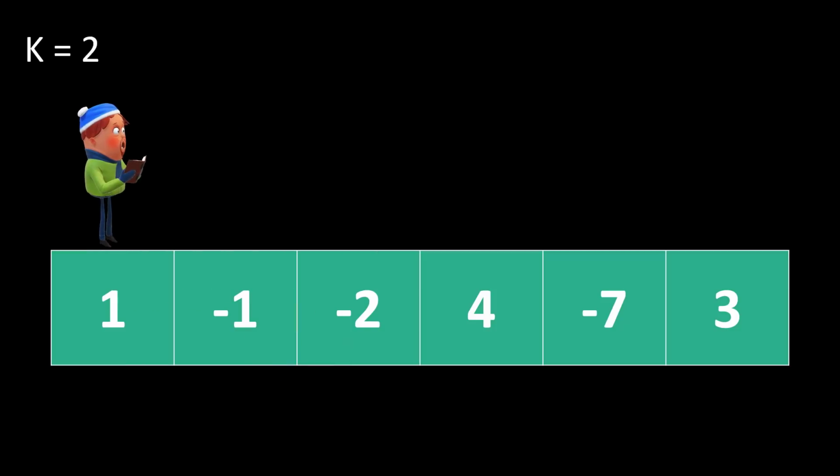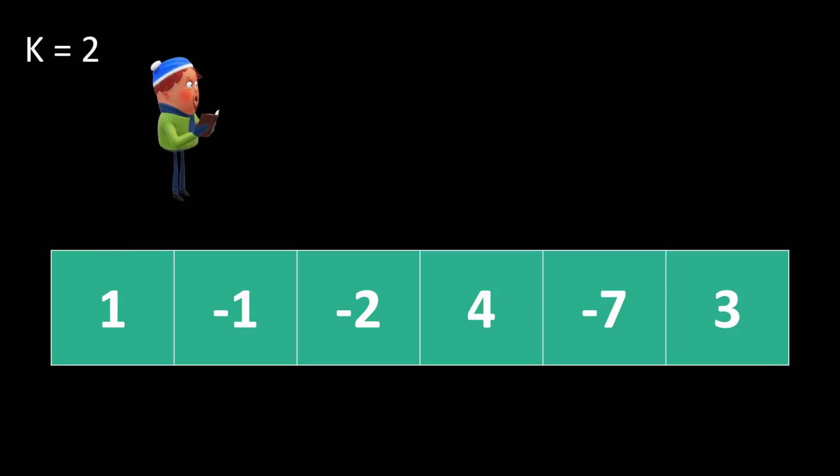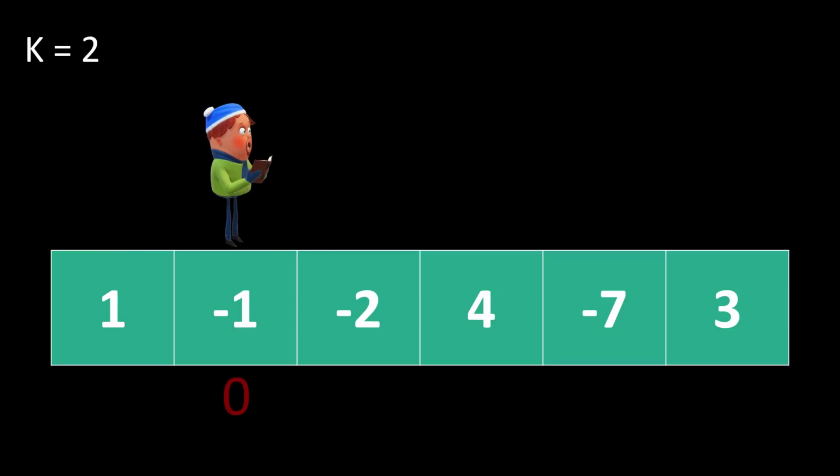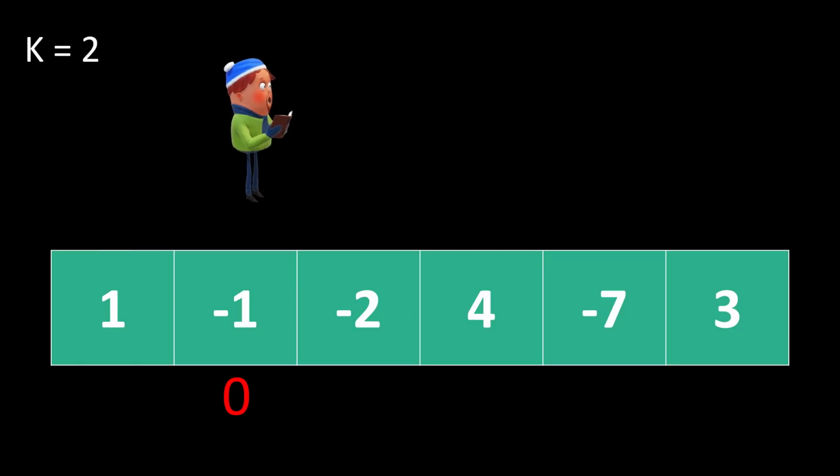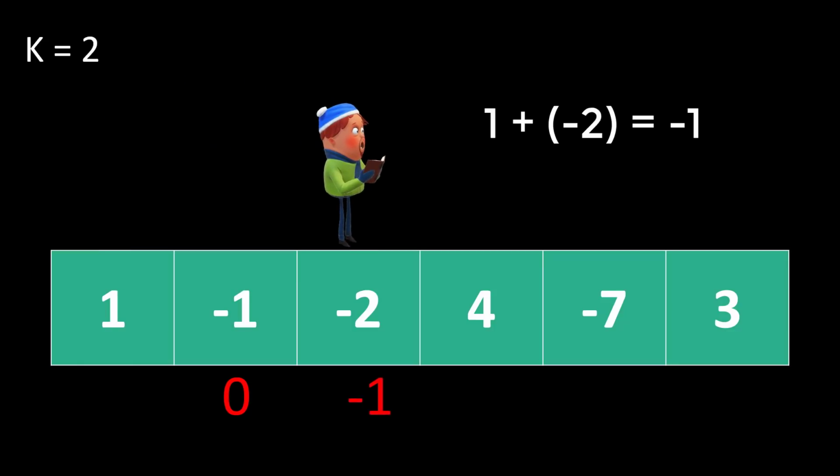So now let's back up a little. From index 0, we can either jump to index 1, wherein we get the sum as 0 because 1 plus of minus 1 equals 0, or we could have jumped 2 indexes and get the sum as minus 1, which is 1 minus 2 equals minus 1.